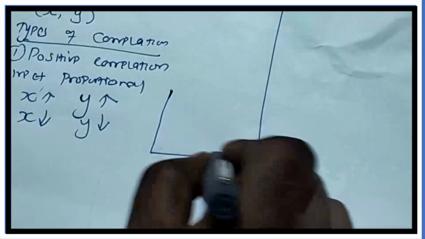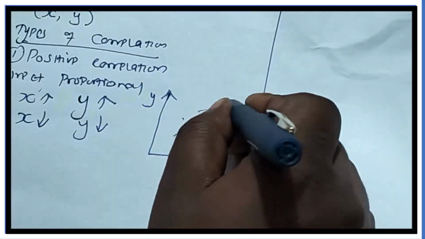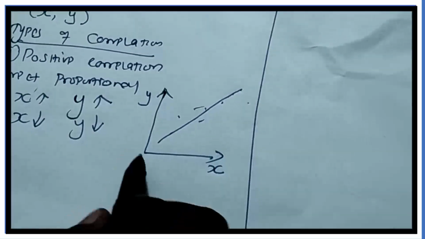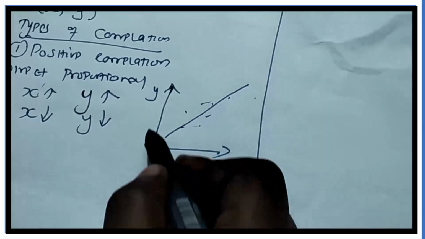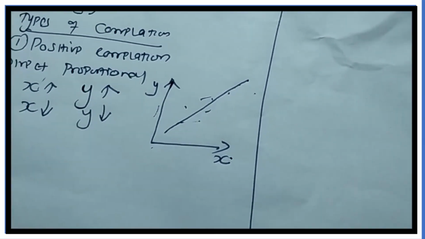And if you have to represent this in a graph, it is simple. You'll be having a graph of y against x. If you have dots and the line of best fit, you find that we have direct proportion. As x increases, you find that y also increases. So in this case now, we also look at the other types of correlation.